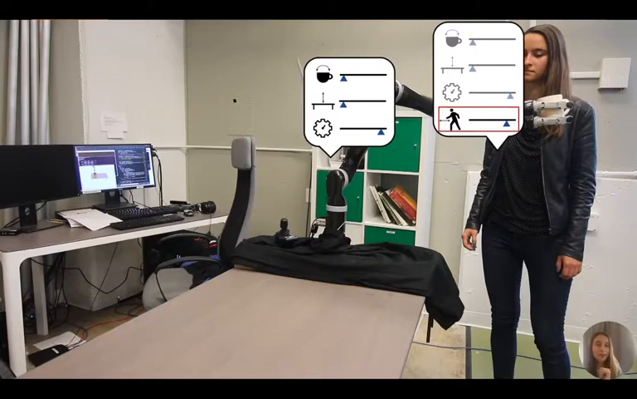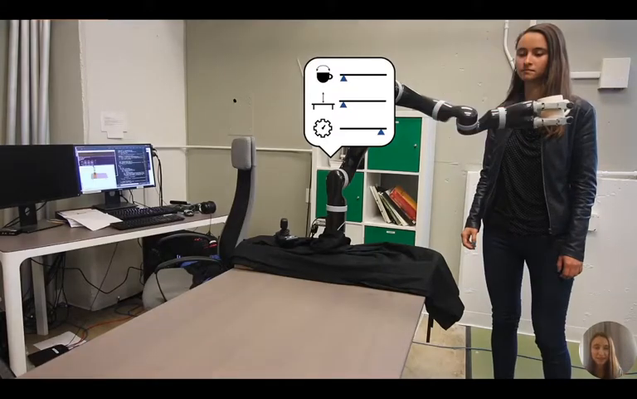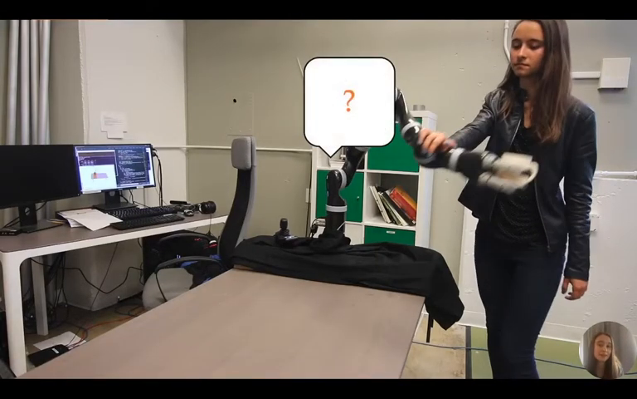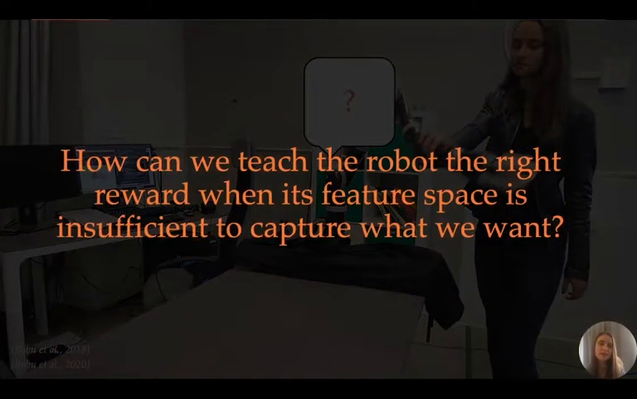Here, I want the robot to stay further away from me, but it doesn't have a feature for that. I could push it, but at best the robot will just recognize that it doesn't have the features necessary to interpret my input. In our work, we ask, how can we teach the robot the right reward when its feature space is insufficient to capture what we want?